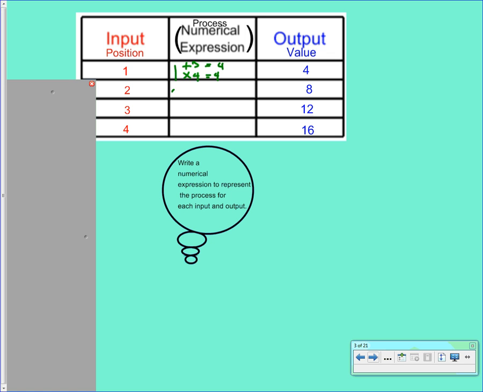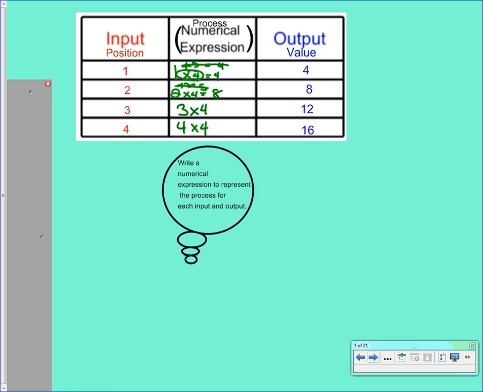So right here, 2 plus 3 equals 5. It does not equal 8, so it's not going to be plus 3. It has to be times 4. So this would be 3 times 4, and this would be 4 times 4. Okay?